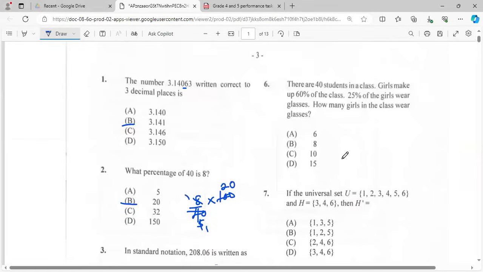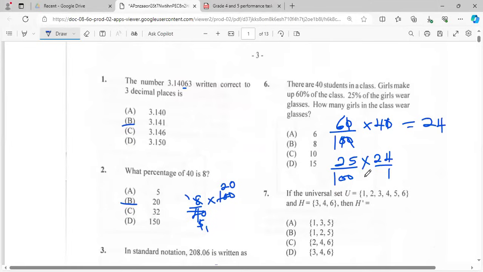All right, there are 40 students in a class. Girls make up 60% of the class, and 25% of the girls wear glasses. So we have to find 60% of the 40 to find out how many girls there are. Since percent means out of 100, it's going to be 60 over 100 times 40. That gives 24. So out of the 24 girls, only 25% of them. 25% is basically a quarter, so we just multiply by a quarter, which is dividing by 4. 4 into 24 goes 6 times. So that would be 6.